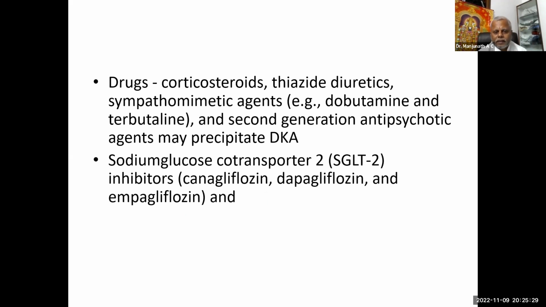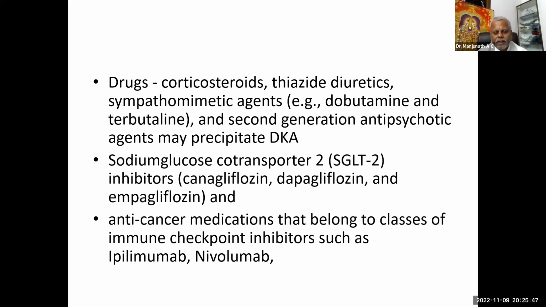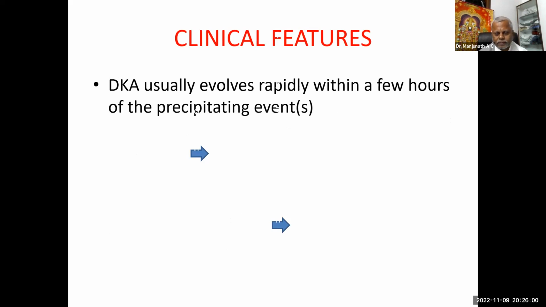As Dr. Manjunath sir was saying, the sodium glucose cotransporter 2 inhibitors have also been implicated, especially in normal glucose level diabetic ketoacidosis. That's euglycemic diabetic ketoacidosis. Then, more recently, the anti-cancer medications, mainly the immunomodulators that have been used, have also been implicated in development of diabetic ketoacidosis. What are the clinical features?